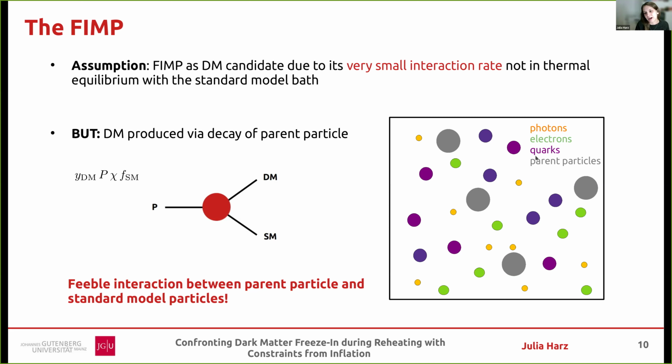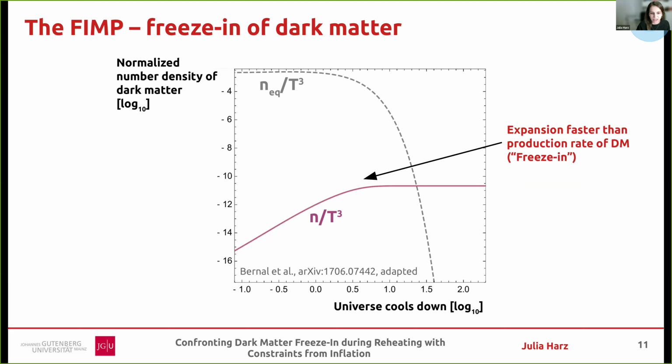And this is also why in the beginning, it was not in contact with the thermal bath, the thermal plasma, but the parent particle, which then produces the dark matter particle from the decay of the parent particle. So then the whole freeze-out is no freeze-out anymore, but the so-called freeze-in, because as I said before, the dark matter particle is not in equilibrium with the standard model bath.